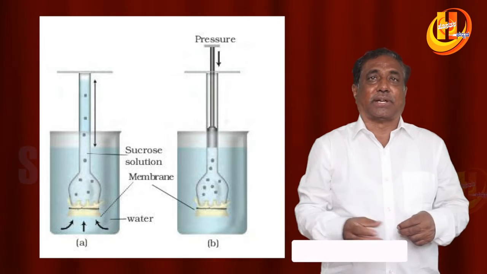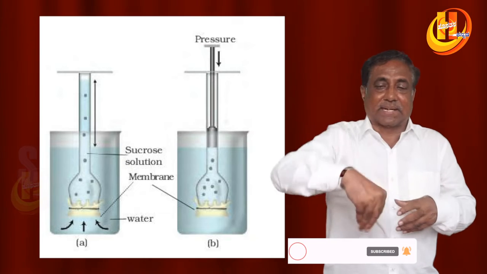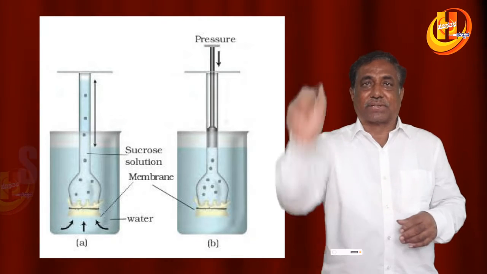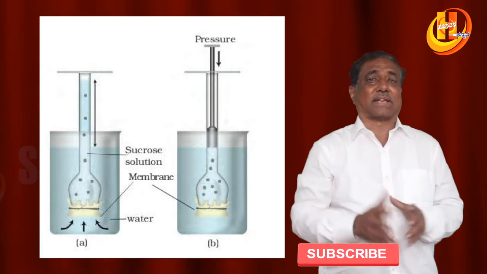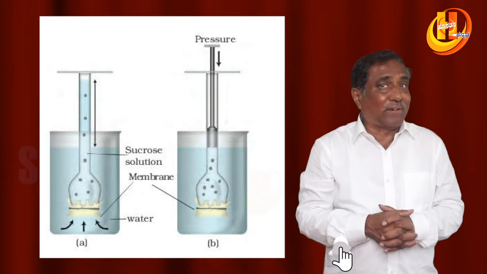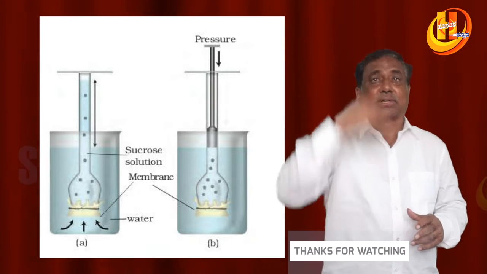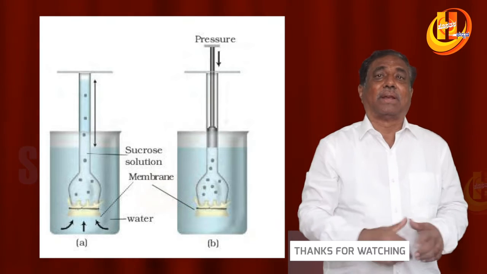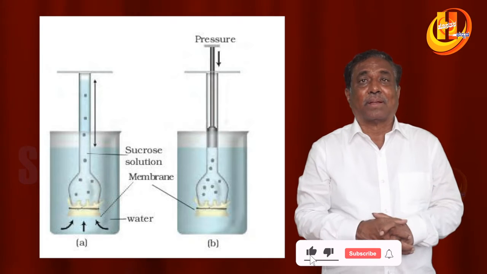Pour sugar solution into this and note down the level of the sugar solution, then place it in a beaker containing water and fix it to a stand. After some time, a rise in the level of sugar solution can be noticed. This is because of osmosis. Osmosis is a process in which solvent molecules, that is water, move from the region of higher concentration to lower concentration through a semi-permeable membrane. Here the egg membrane acts as a semi-permeable membrane.